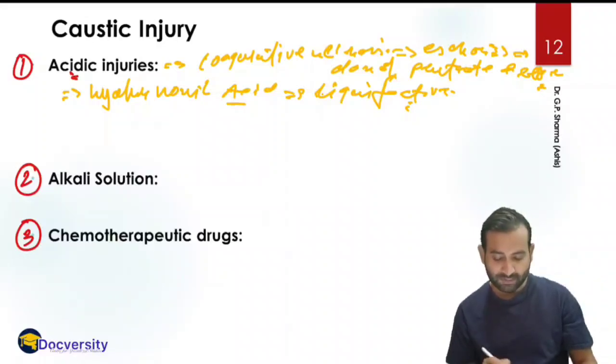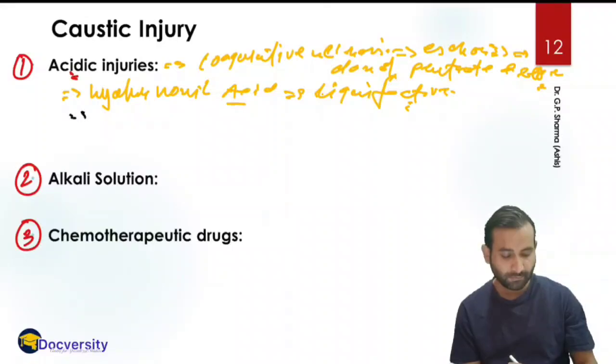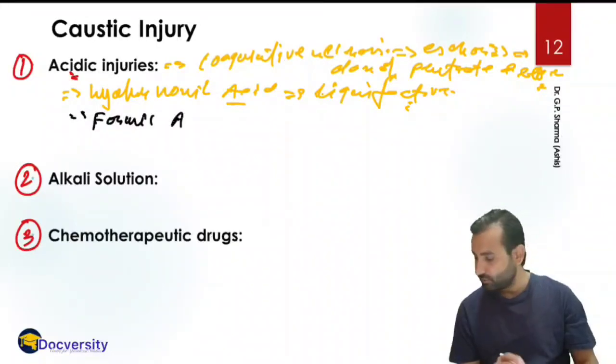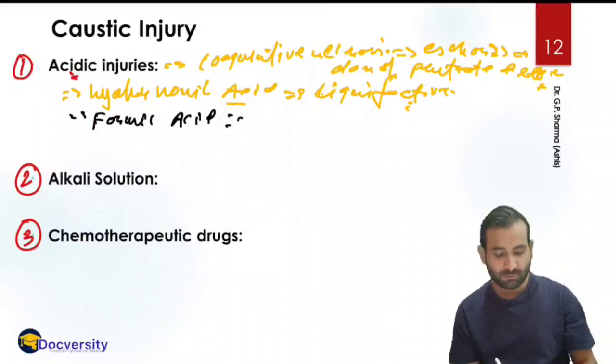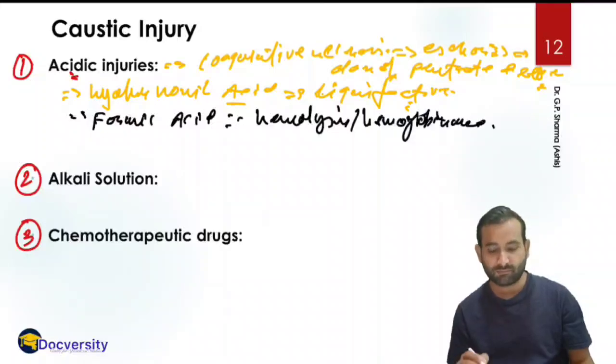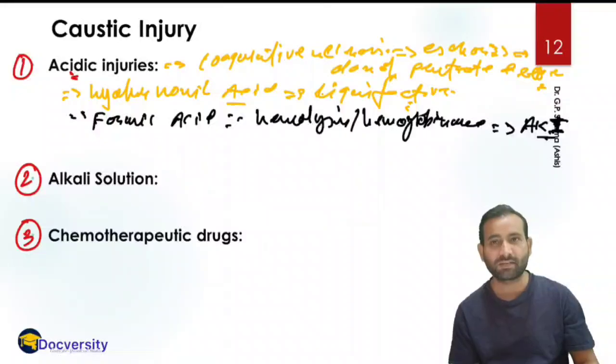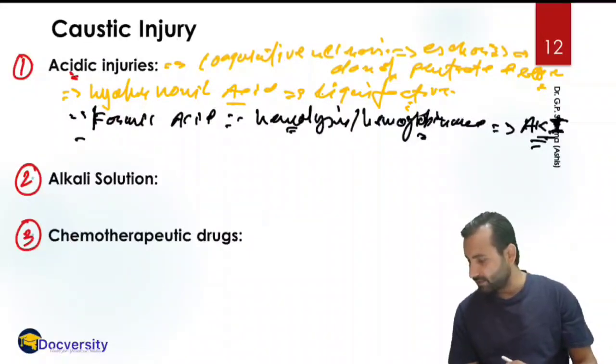Similarly, we have formic acid. Formic acid produces hemolysis and then hemoglobinuria. If there is hemoglobinuria, it produces acute kidney injury. Hope you understand. Later in your pathology, you can discuss acute kidney injury or tubular necrosis. That is because of the free hemoglobin, free iron released from the hemoglobin. So formic acid produces what? Hemolysis and hemoglobinuria.